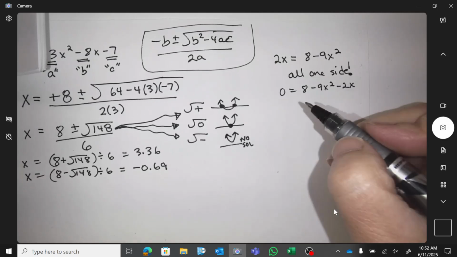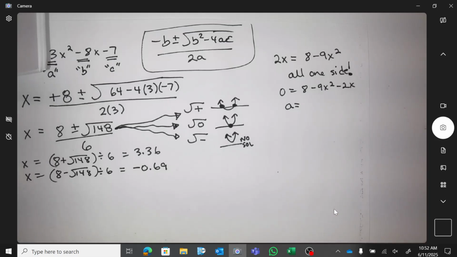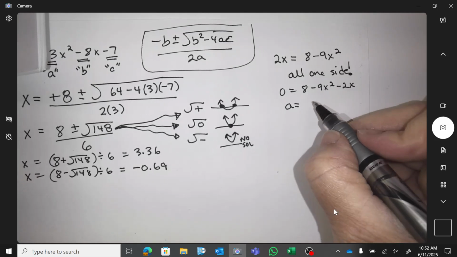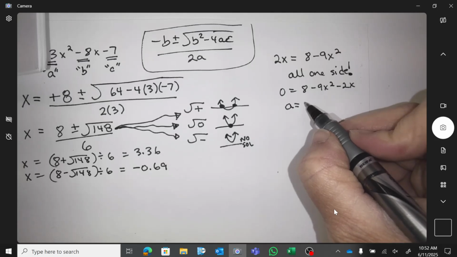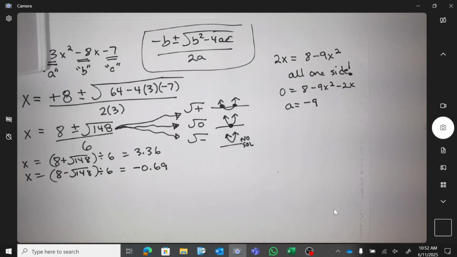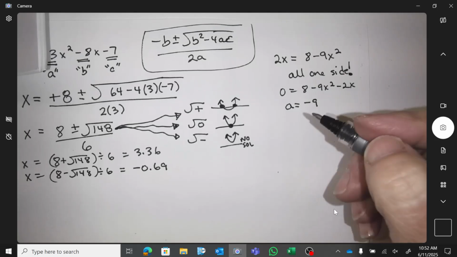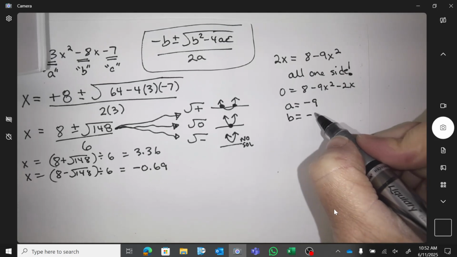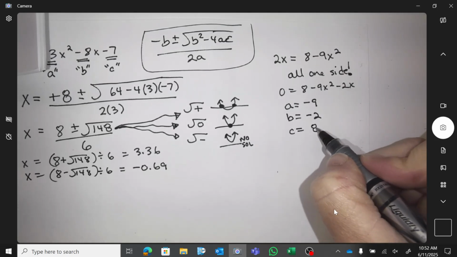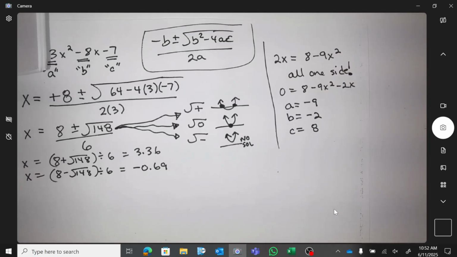Okay, but am I going to trick you? What is the a in this? What's a? -9. Do you see it? It's not what's first. It's what's in front of x squared. What's the b? -2. What's the c? So I could be tricky. My trickiness is, did you make sure it was all on one side? And what if I threw out the order? I'm not just going to go A, B, C maybe.